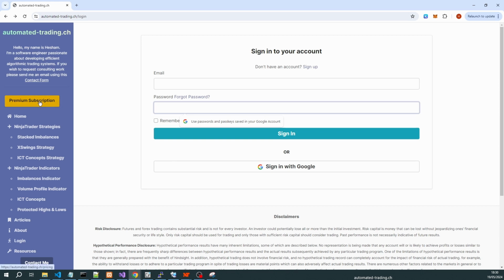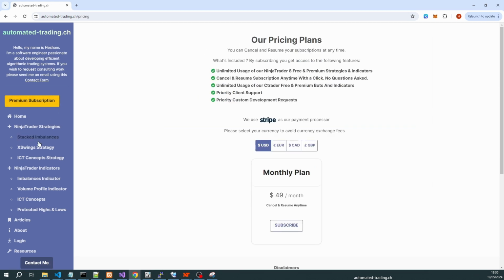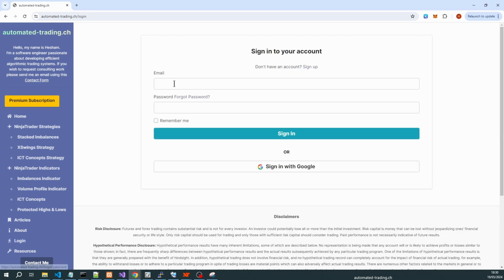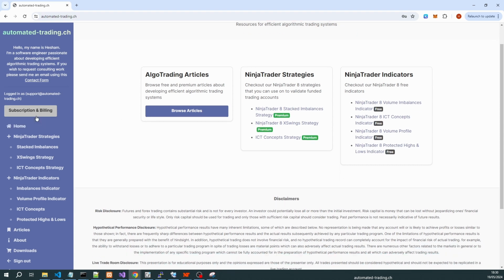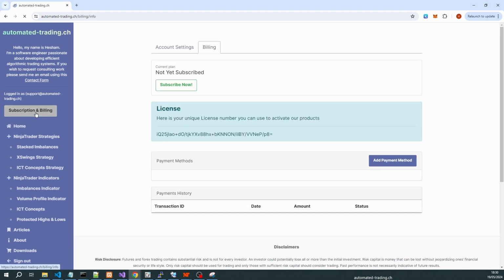And the subscription. So if you create an account, let me log in here. I have my account, automated trading.ch. If you log in to your account, you will be able to see your subscription dashboard by clicking on the subscription and billing button. And here you can see your license.